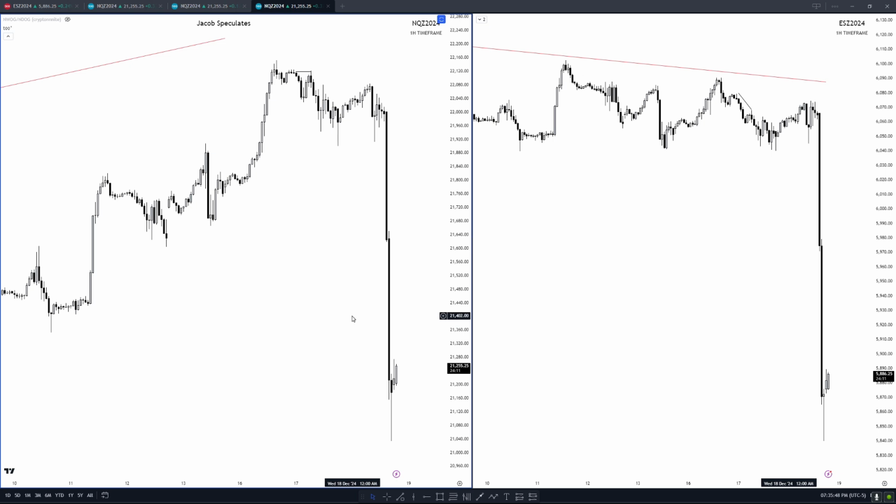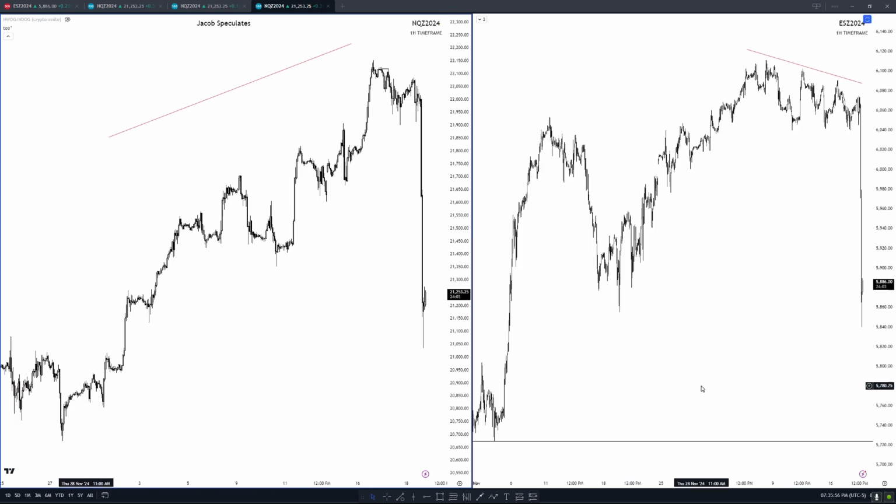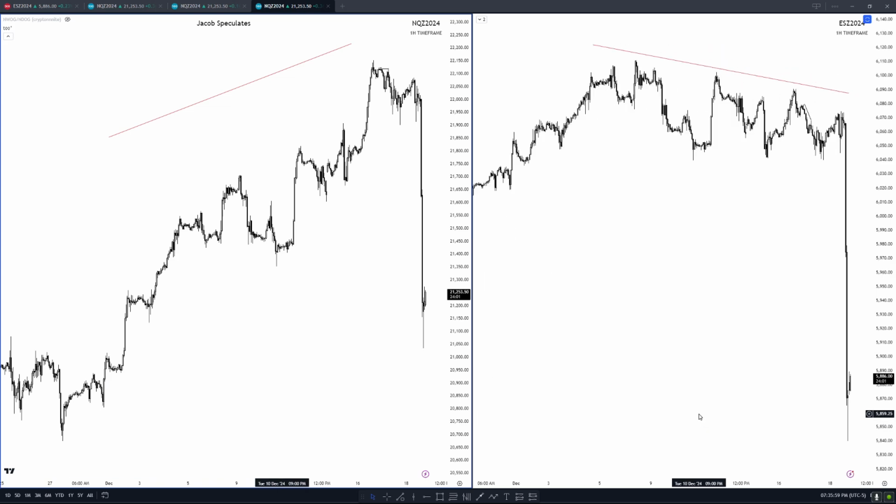Would this be the quarterly shift? We'll have to see. We'll have to see what happens once we trade below these lows.